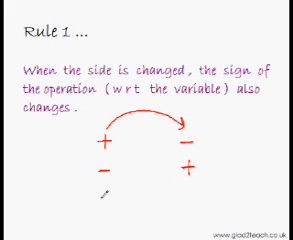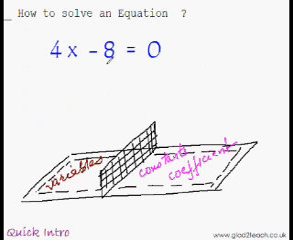Using the same logic, if it's times, that is multiplication, it will become division, and if it's division it will become multiplication. So the rules are very simple. Let's start the game. So let's take this minus 8 to the other side. Now as you can see, the operation with respect to the variable is minus. So when it goes to the other side it will become plus 8.